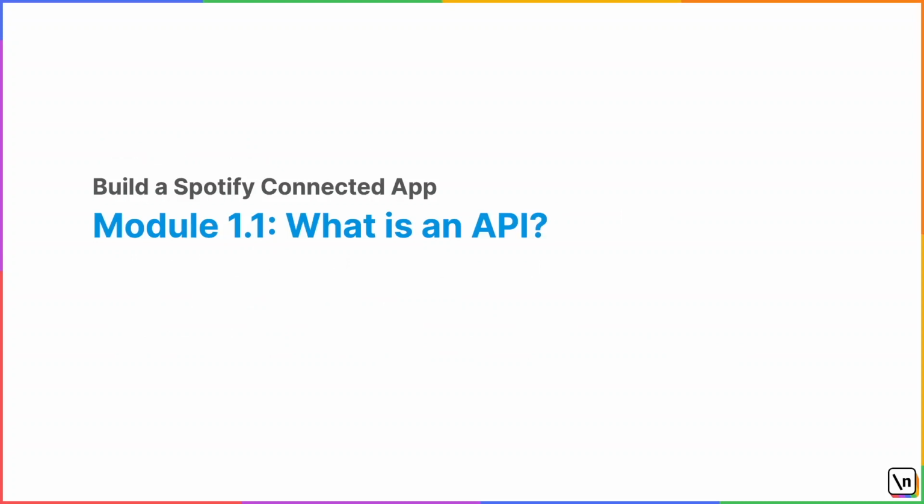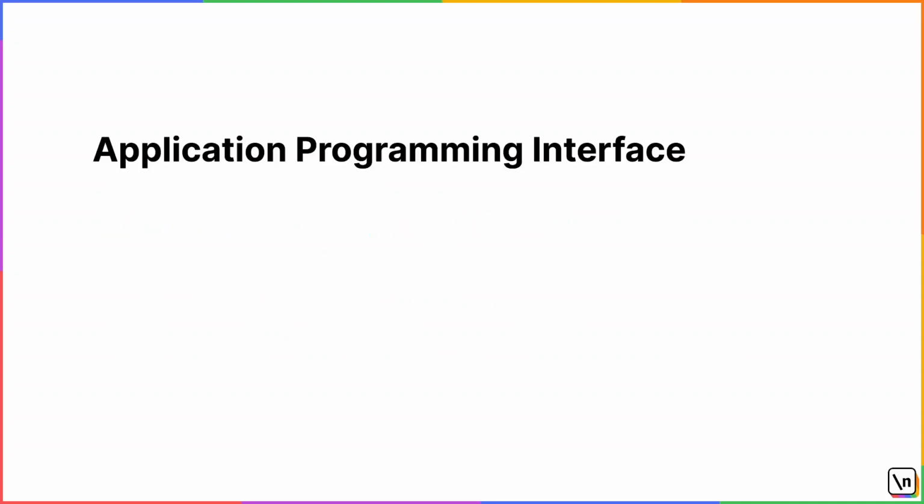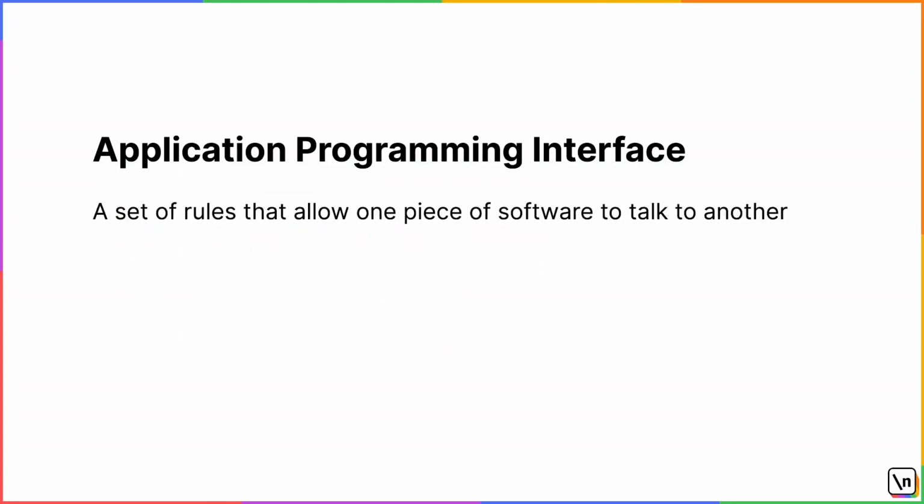Okay, so what is an API? API stands for Application Programming Interface. And basically, it's a set of rules that allow one piece of software to talk to another. It's kind of like a contract that defines how a consumer is going to make requests and then what they're going to receive in return. APIs also make our lives easier by abstracting away complex code and replacing it with simpler, more straightforward code.